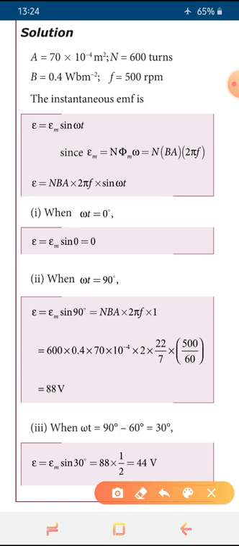That is BA cos theta, and cos theta will become 1. Then we can write phi m is equal to BA. Then omega we can write here, angular frequency, as 2 pi into f.